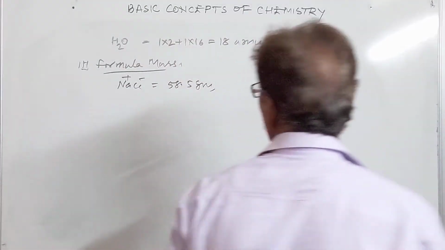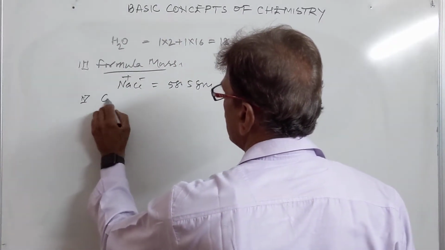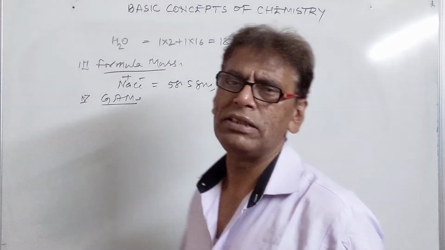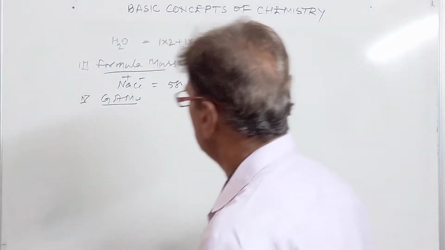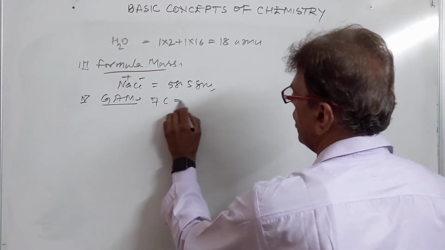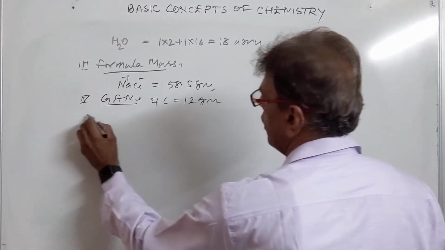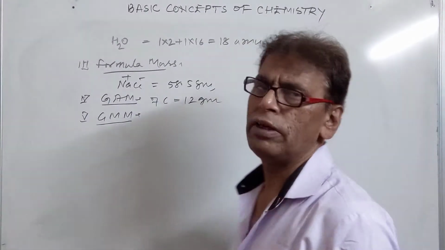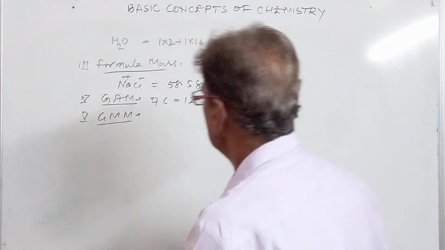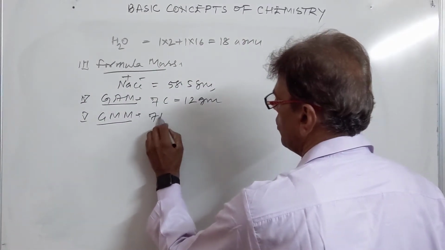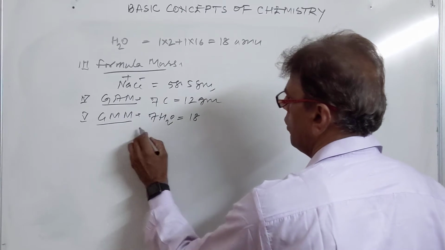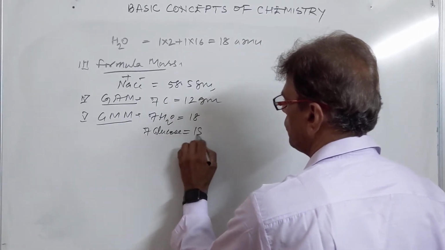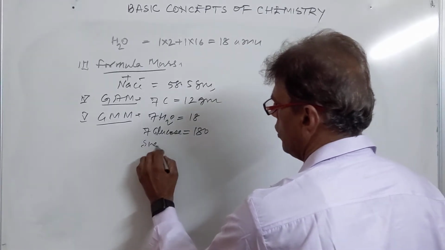Then we have a few more definitions. We have gram atomic mass. If the atomic mass of an element is expressed in grams, it is called gram atomic mass. So the gram atomic mass of carbon will be 12 gram. Then we have gram molecular mass, GMM. The molecular mass of a substance when expressed in grams is called gram molecular mass. Gram molecular mass of water will be 18. Gram molecular mass of glucose will be 180. That of sugar is 342.